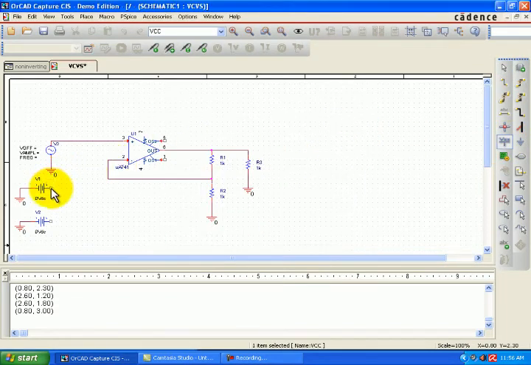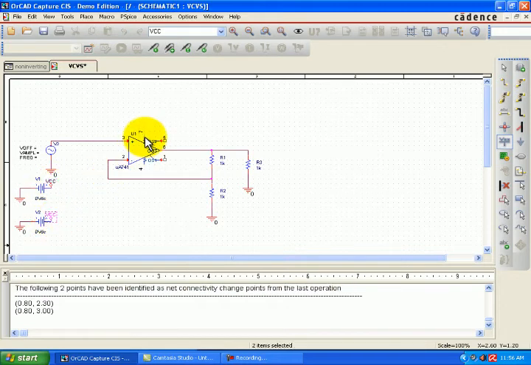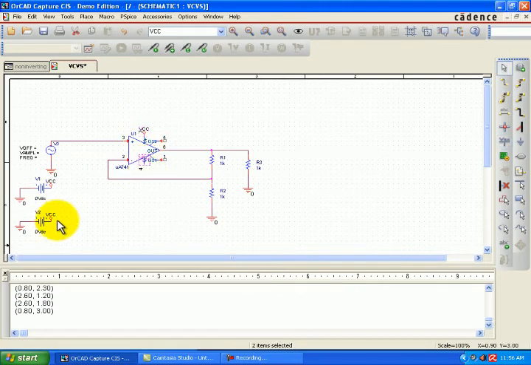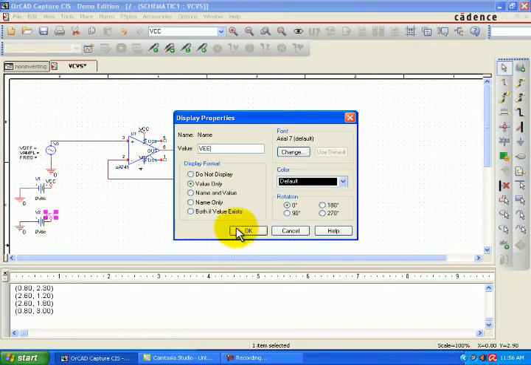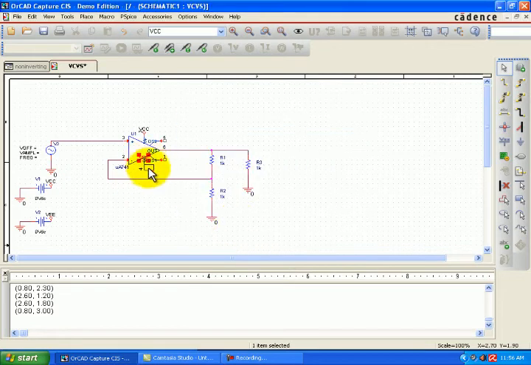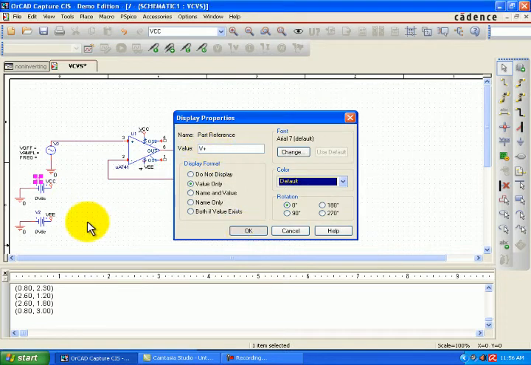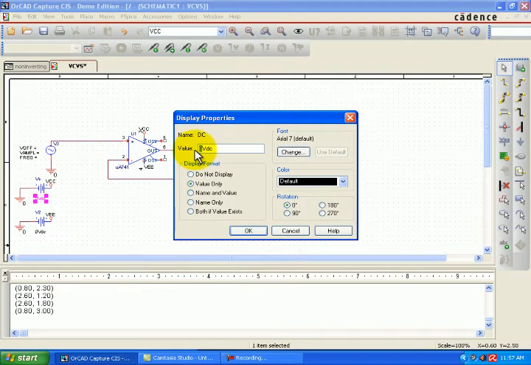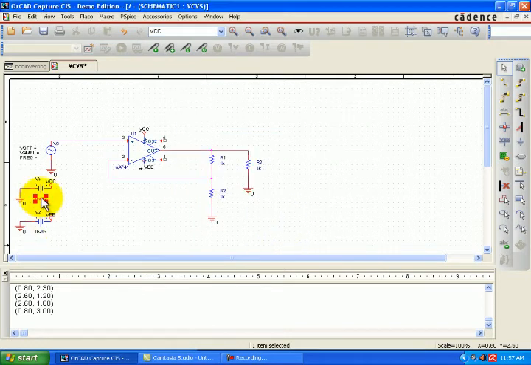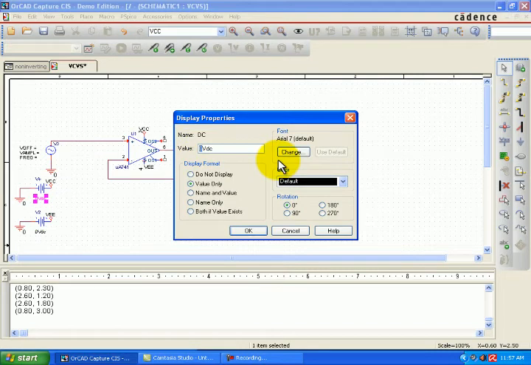That's VCC. That's VEE. The VCC and VEE are plus 15 volts and minus 15 volts. 15 volt DC will be given to the IC, VCC and VEE.